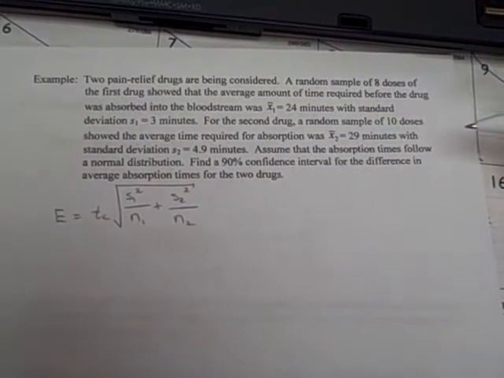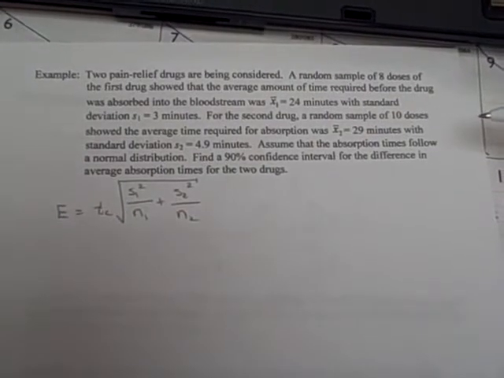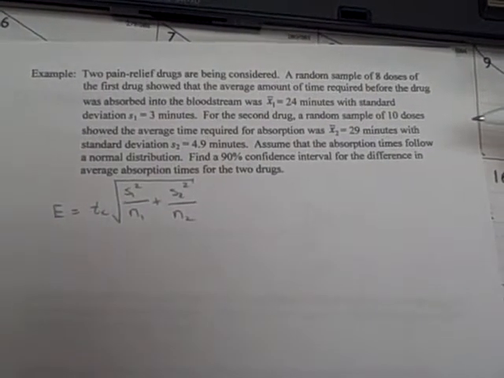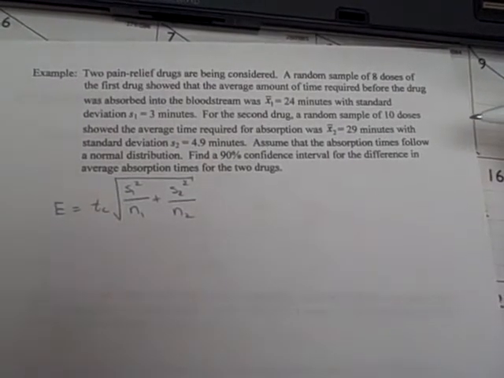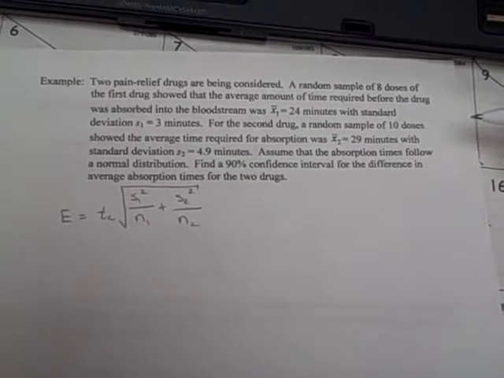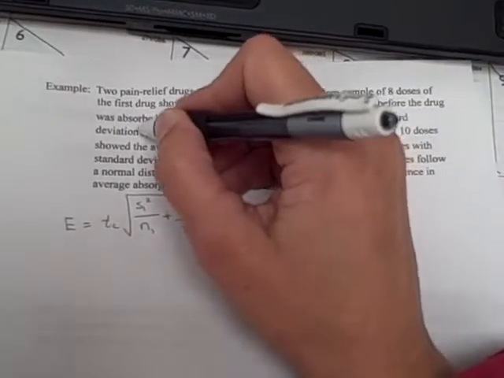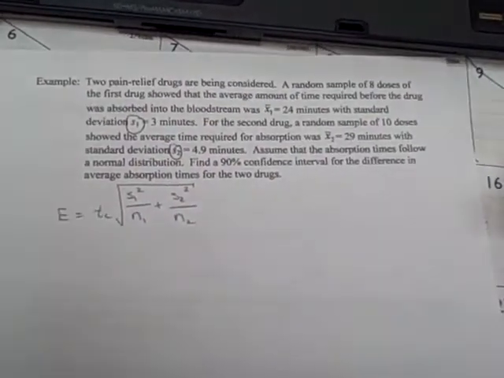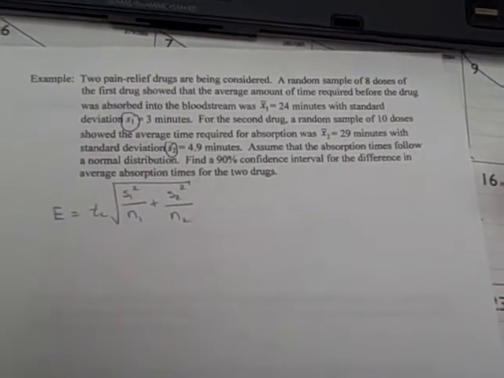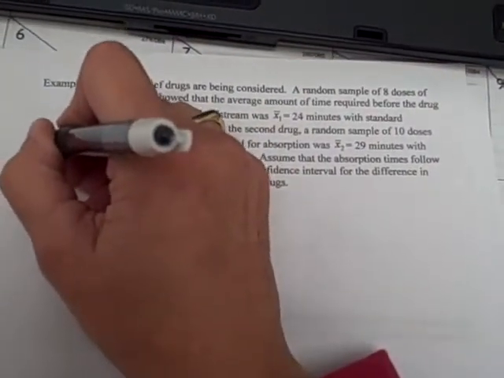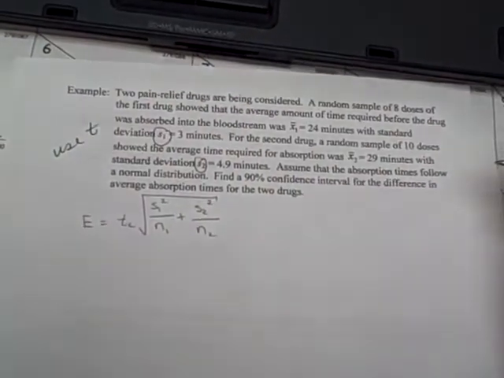Assume that the absorption times follow a normal distribution. Find a 90% confidence interval for the difference in average absorption times for the 2 drugs. Well, the first thing I notice is we are given S's, the sample standard deviation. And as soon as I see I'm given S's, I know that I'm going to be using the t distribution.